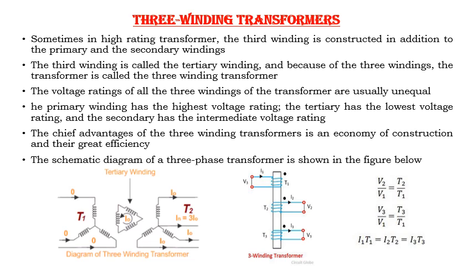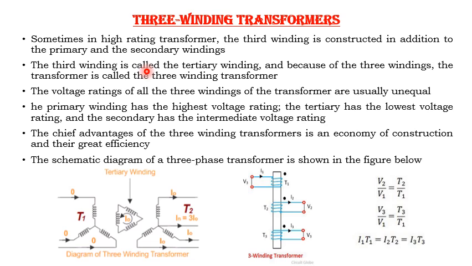Let us begin with the third module of transformers and generators. The third module consists of three subparts. The first part consists of three winding transformers and cooling of transformers. The second part is direct current generators. The third part is synchronous generators. So in this video, let us study three winding transformers, that is, an introduction to three winding transformers and the equivalent circuit of three winding transformers.